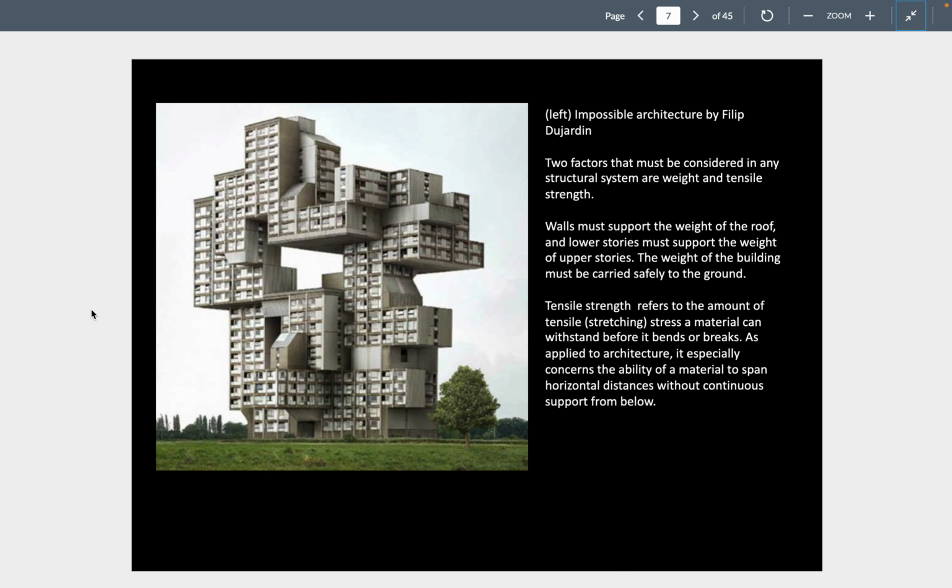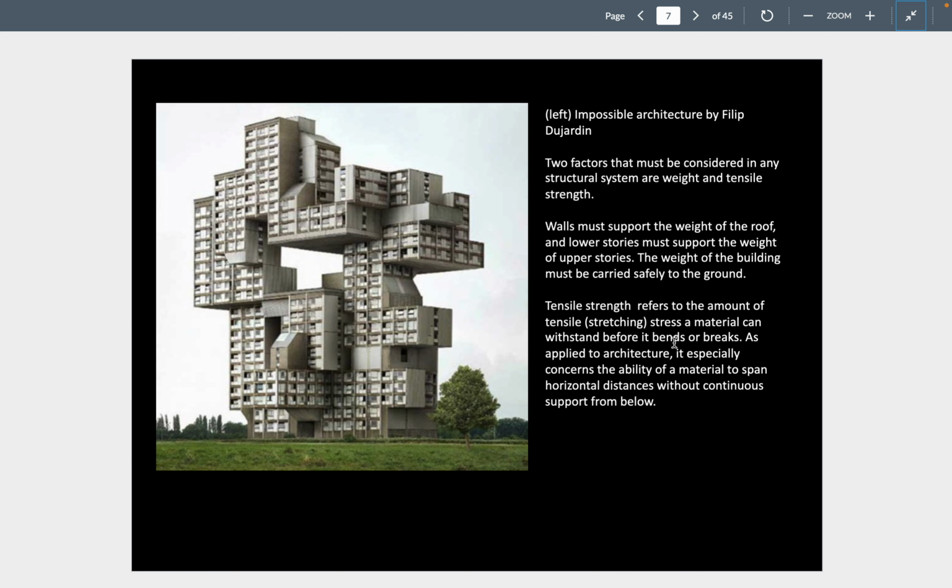I like to show this image just to show you kind of an impossible building that could never stand because of the two factors that should be considered in any structural system, the weight and the tensile strength. So the cement, glass, and steel needed to build this building, I think, is structurally impossible. I think there's too many cantilevers and maybe not enough support, but Photoshop can make any building seem real.